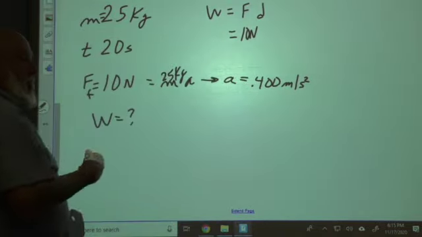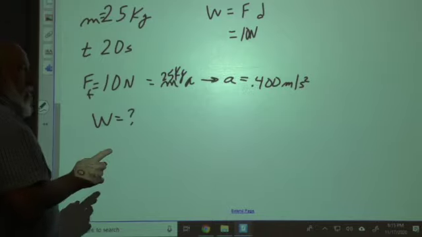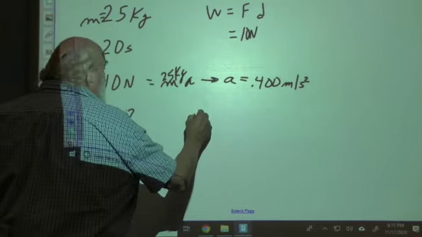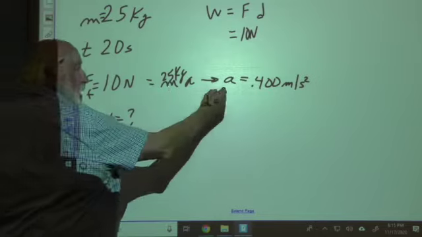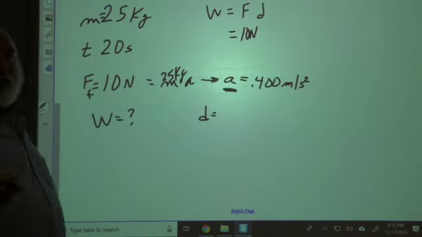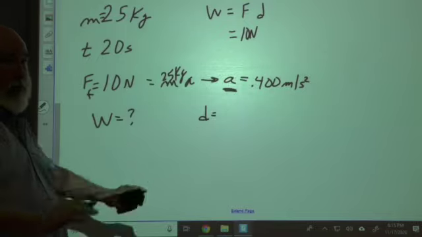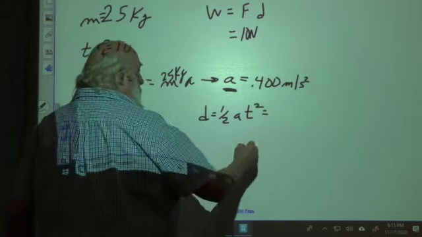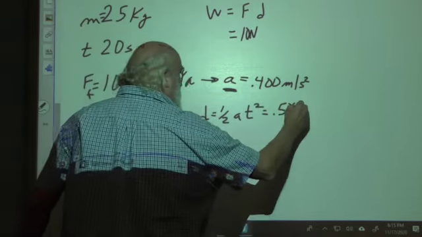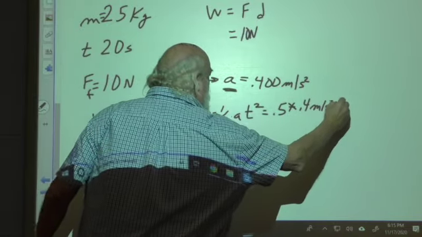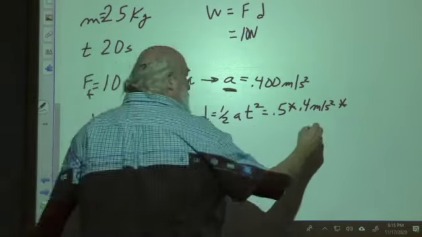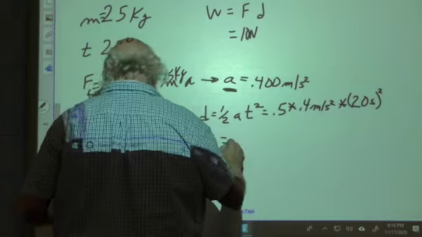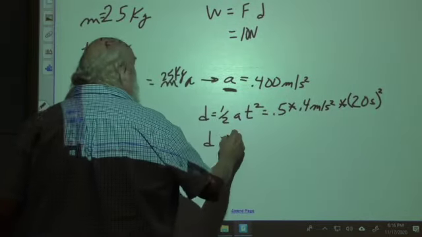Well, that doesn't exactly give us the distance yet, but there's always that big but. We can find the distance by using the distance formula for an accelerating object starting at rest that we push forward. So this becomes 1/2 A T squared. So 1/2, or 0.5, times 0.4 meters per second squared, times the time squared, 20 seconds quantity squared, and that distance then is going to be 80 meters.